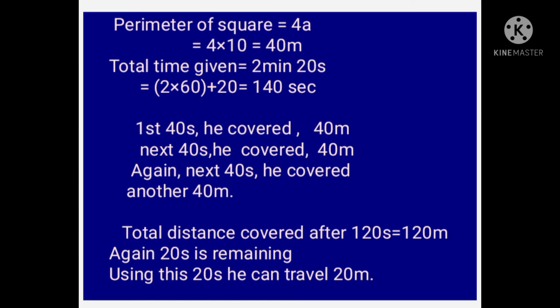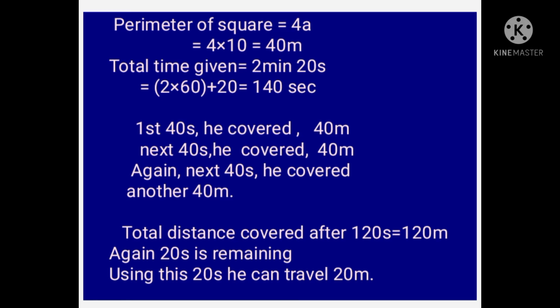And the total time is given here, that is 2 minutes 20 seconds. We should convert it into seconds. So 2 minutes means 120 seconds, plus 20, it is 140 seconds. In the first 40 seconds he covered 40 meter, that is the perimeter of that square, and in the next 40 seconds he covered 40 meter again, and again in the next 40 seconds he covered another 40 meter.